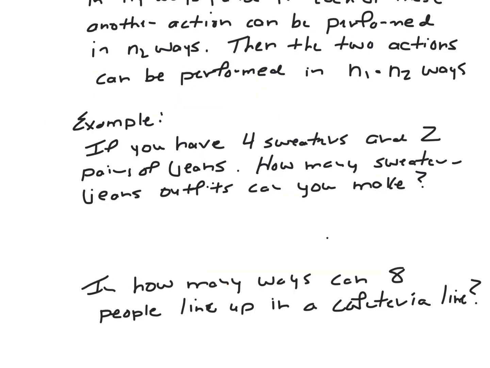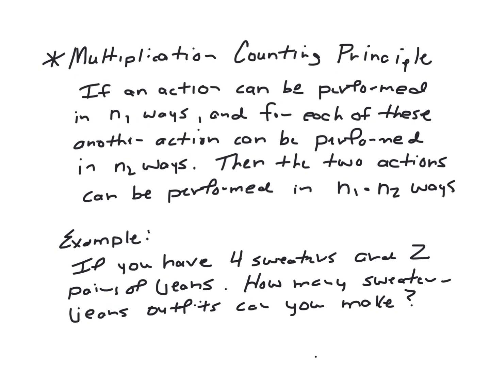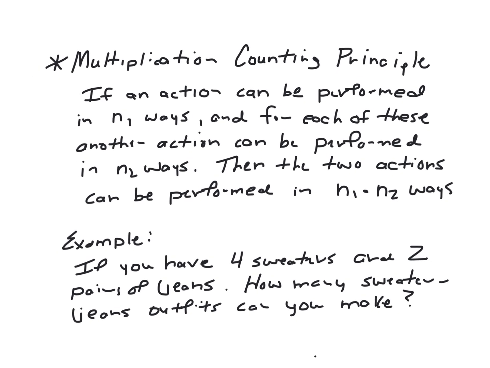The next principle we're going to talk about is the multiplication counting principle. Really a very simple principle which says if an action can be performed in n sub 1 ways, and for each of these another action can be performed in n sub 2 ways, then the two actions can be performed in n sub 1 times n sub 2 ways. So when we have the word and, we are going to multiply.